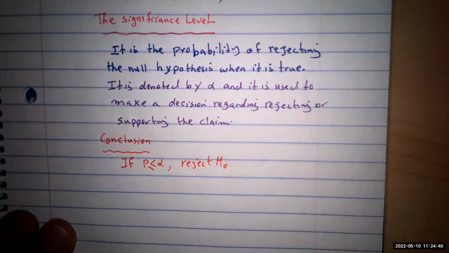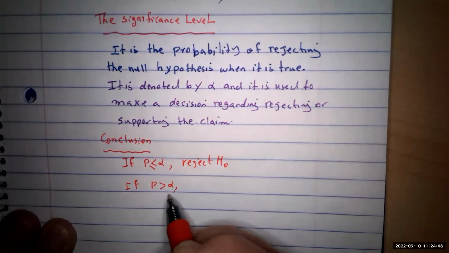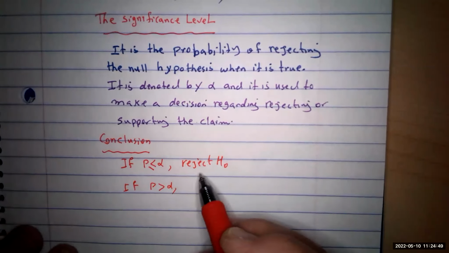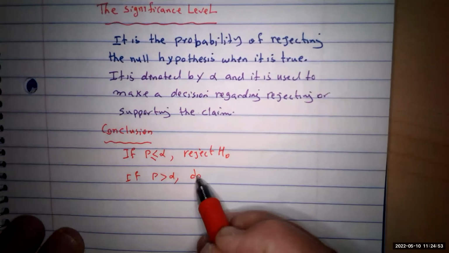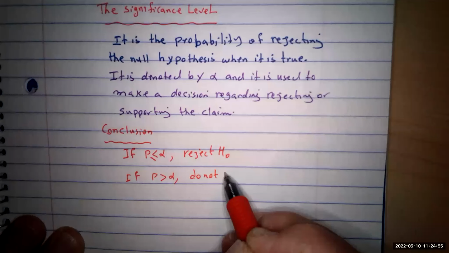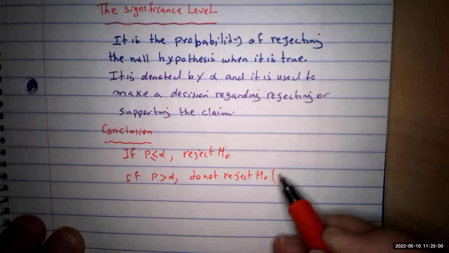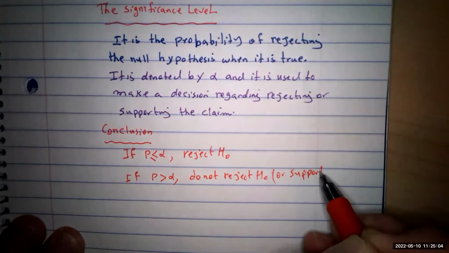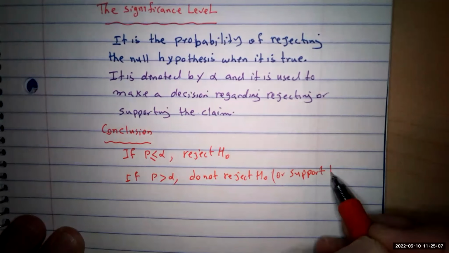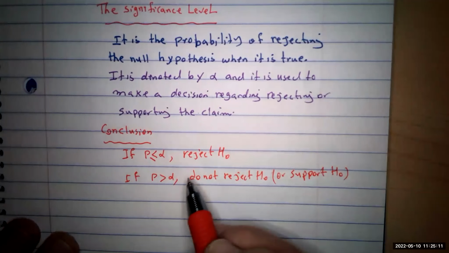Then you make a comment, depending on the given problem. And if p is greater than alpha, in this case, you do not reject the H naught. You support it. Do not reject the H naught, or support the H naught. We don't say accept. We just support, reject, or refute.